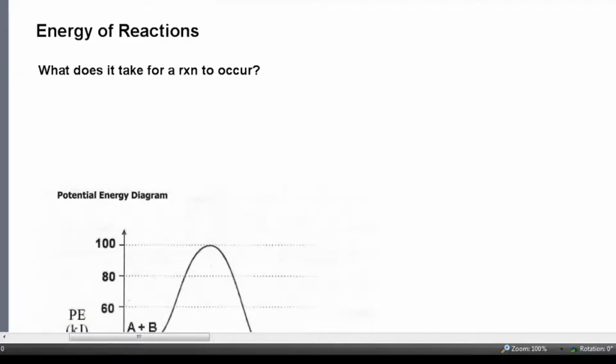Okay, you guys, we made it to our last lecture for this unit. Very exciting. The last thing I want to talk to you guys about involves the energy of reactions, whether or not a reaction is absorbing energy or releasing energy. This is really important for us as chemists because it helps us decide what we can do with that reaction.